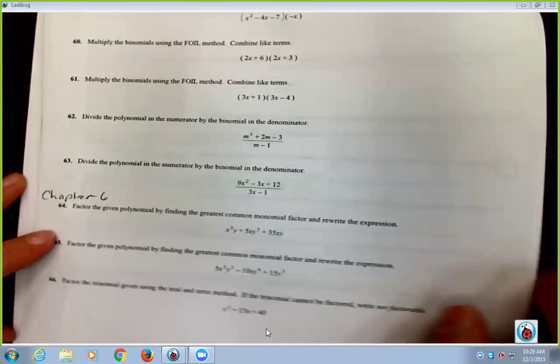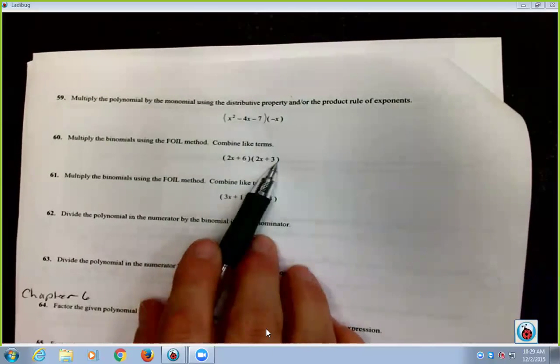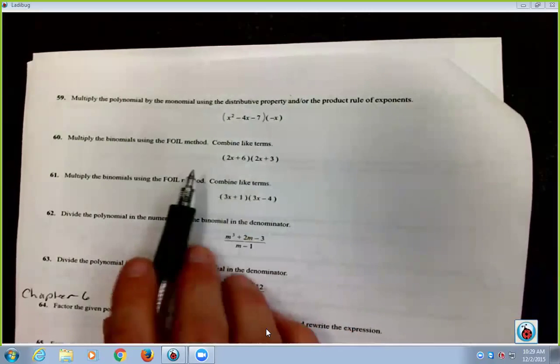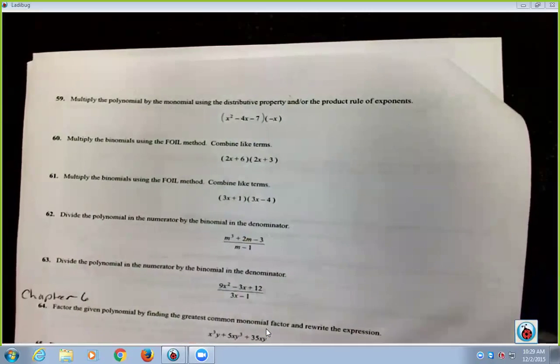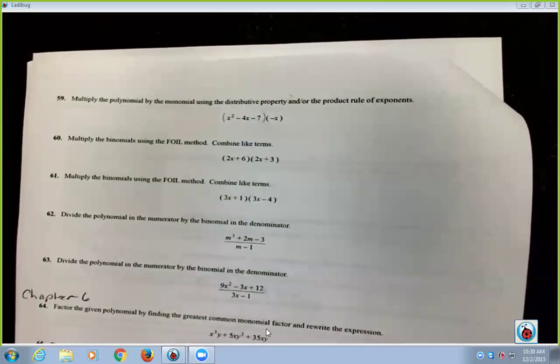So if you go to the next page, we get a whole bunch more. We get into foiling. I think you're good there. We've been foiling forever. I think we foiled in chapter 6 also, because we had to check stuff and see if we did it right. Division. Got a division problem in here. What about those? One of those?